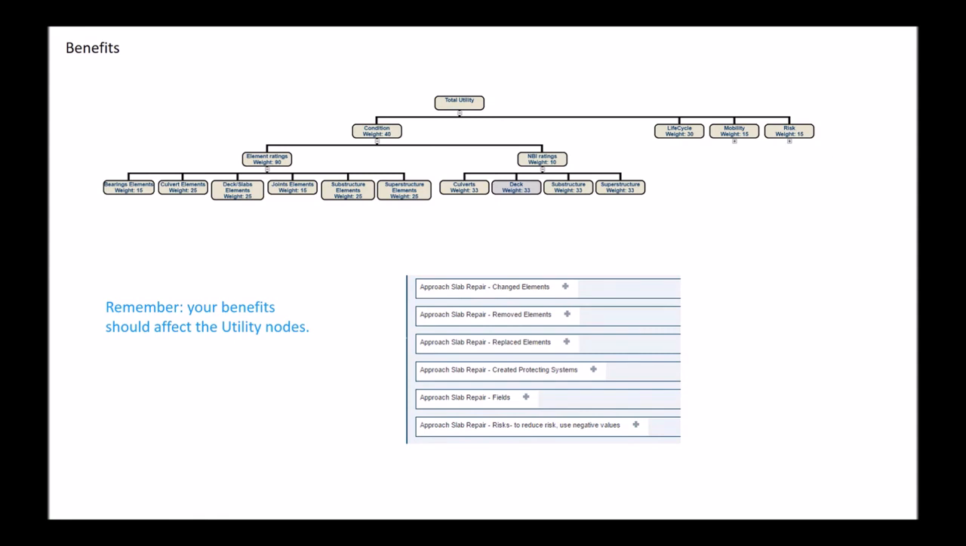It's worth reiterating that your benefits should affect the utility nodes. Actions and their associated benefits will be weighed in terms of cost to benefit, and the benefit is calculated as the delta utility. So it is critical that your benefits affect the nodes present in your utility tree.